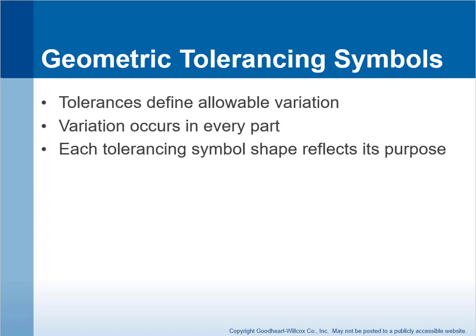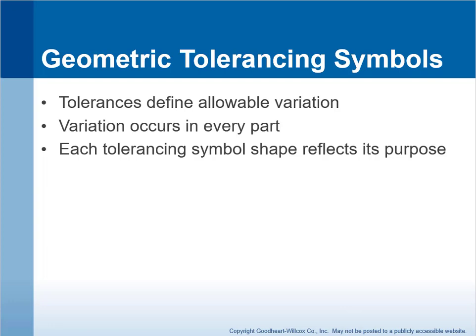A tolerance defines the allowable variation on a part size, part feature, or part form. Variation occurs in every part. Parts cannot be manufactured perfectly. Therefore, we need tolerances to be defined to specify the allowable variation for any size or feature or orientation of a part. Each tolerancing symbol shape reflects its purpose.